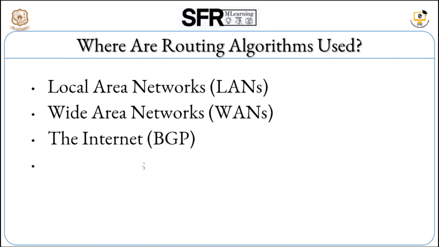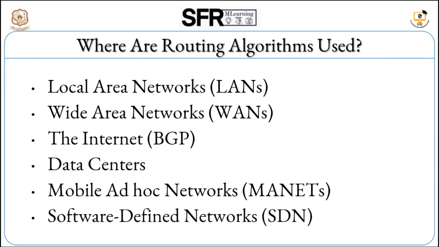Routing algorithms are used in many types of networks, including local area networks, wide area networks, the internet, where BGP, which we already discussed in path vector routing, is used, data centers, mobile ad hoc networks, and software defined networks. This shows their importance in all forms of communication.